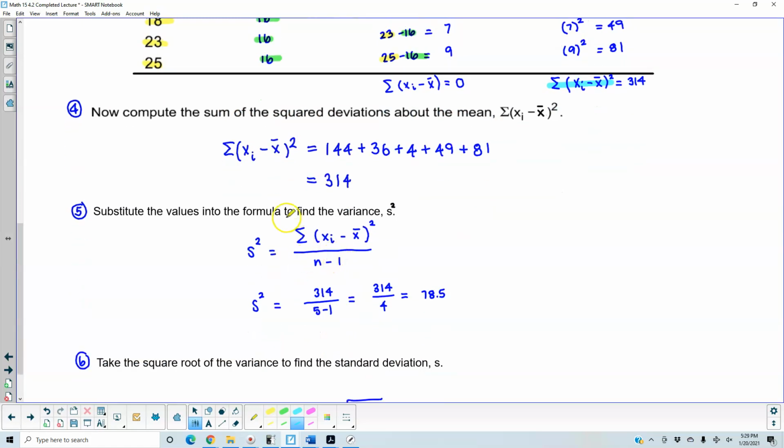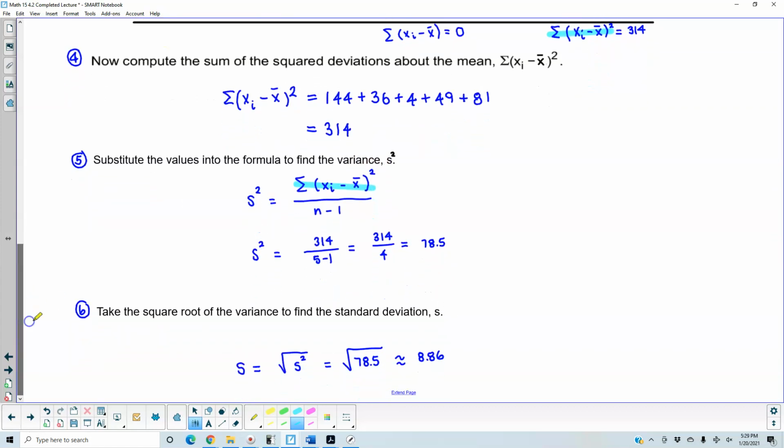So now what we want to do is substitute the values into the formula to find the variance. Now remember that the sum is 314. We know the number of observations is 5, and then subtract 1. So 314 divided by 4 gives us 78.5. And therefore that represents our variance. And now we want to find the standard deviation. So we're going to take the square root of the variance to find the standard deviation. So the square root of 78.5 gives us approximately 8.86.